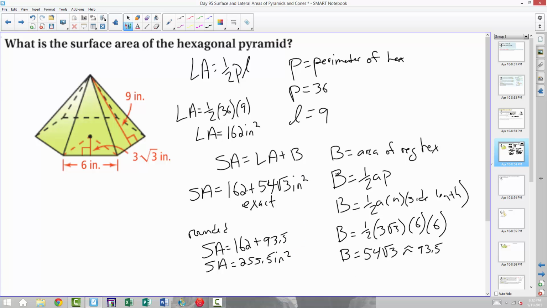So we have the exact answer, 162 plus 54 radical 3, and we have the rounded answer, 162 plus 93.5. Where do we get 93.5? We just estimated 54 radical 3 to the nearest tenth. And there we go. There's the lateral and surface area of the polyhedron, which is a pyramid in this case, with a hexagonal base.